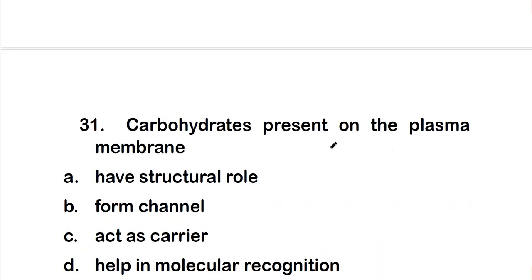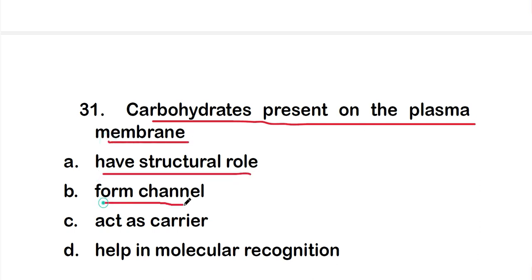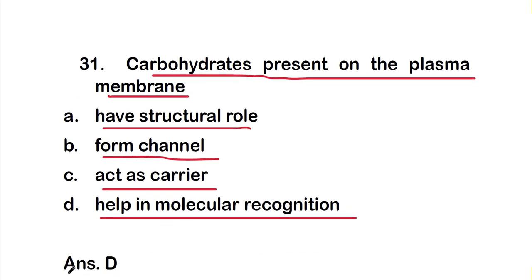Okay, next is question number 31. Carbohydrate present on the plasma membrane: option A have structural role, option B form channel, option C act as carrier, or option D help in molecular recognition. The right answer is option D, that is helps in molecular recognition. So carbohydrates present on the plasma membrane help in molecular recognition.